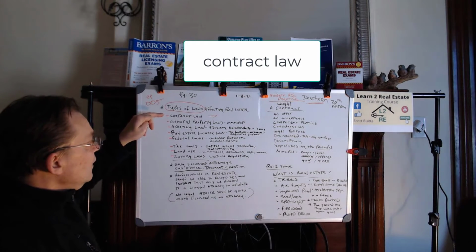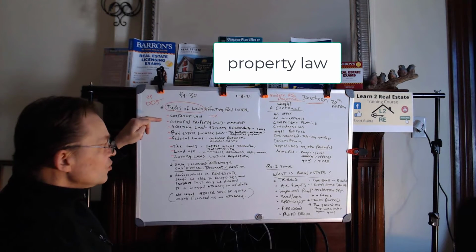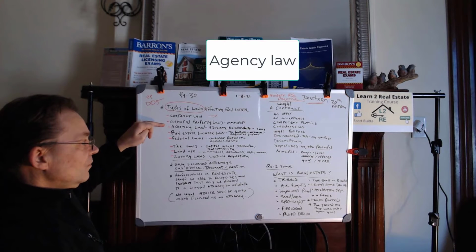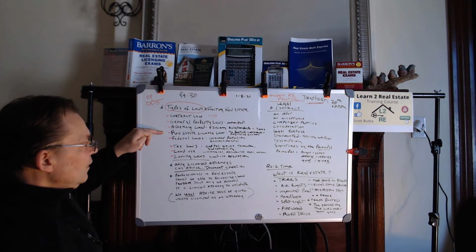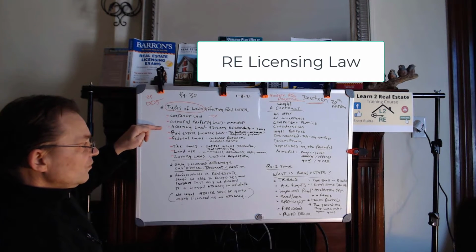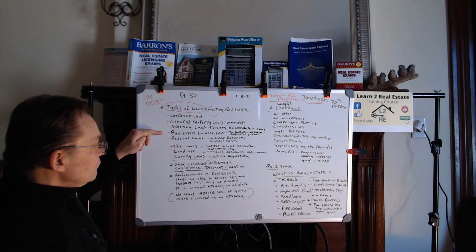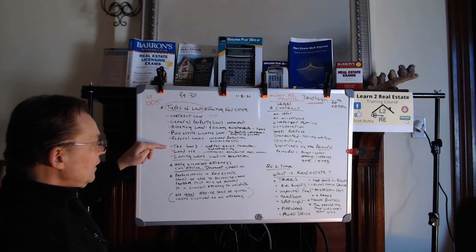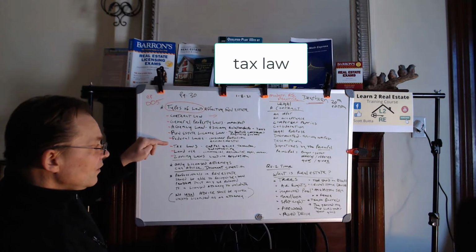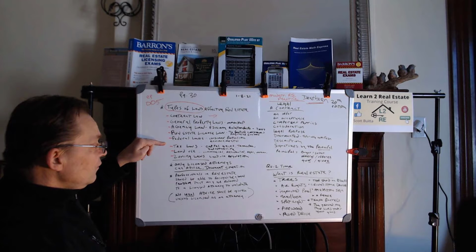We have contract law, which I'll be going over, what a legal contract is about. We have general property laws, which pertain to ownership. Agency law, which has to do with the fiduciary relationship and trust. Real estate license law, which is to protect consumers and regulates licensure. Federal laws, which are your consumer protection, your environmental. Then we have our tax laws, which are capital gains, transfer, deductibility. These are not all of them. These are just some examples about tax laws.